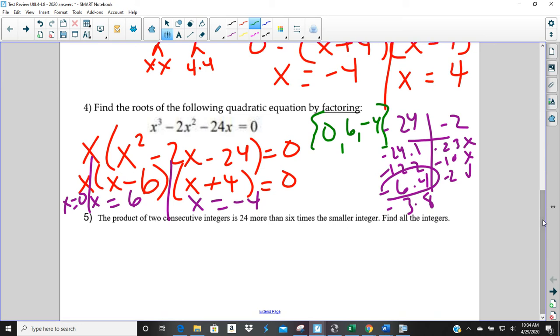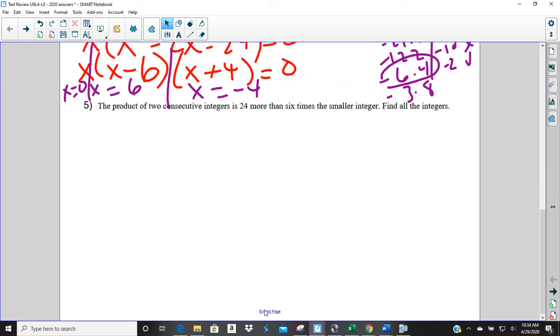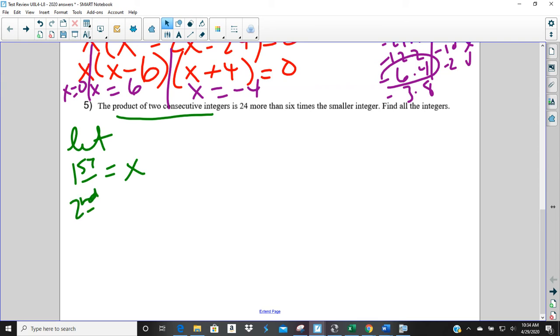This was L8. Here's a consecutive integer word problem. Number 5: the product of 2 consecutive integers is 24 more than 6 times the smaller integer. So let's see. Product of 2 consecutive integers. So let's first do a let statement. Let's let the first number be x. Let the second number, remember consecutive integers, be x plus 1. Even and odd are going to be x plus 2, x plus 4, x plus 6, okay?